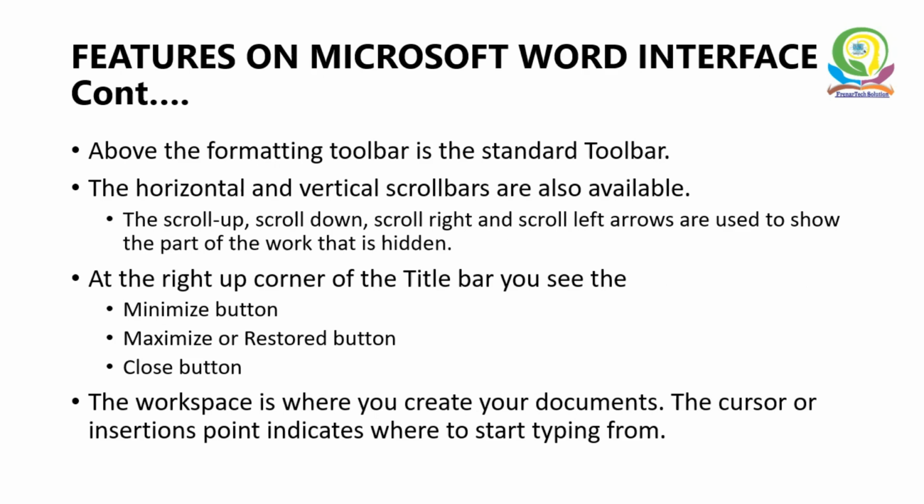Another feature we have above the formatting toolbar is the standard toolbar. The horizontal and the vertical scroll bars are also available. The scroll up, scroll down, scroll right and scroll left arrows are used to show the parts of the work that are hidden. So we'll be going through all this in the practical aspect to see how these things work. At the top right corner of the title bar, you will see the minimize button, maximize or restore button, and the close button.